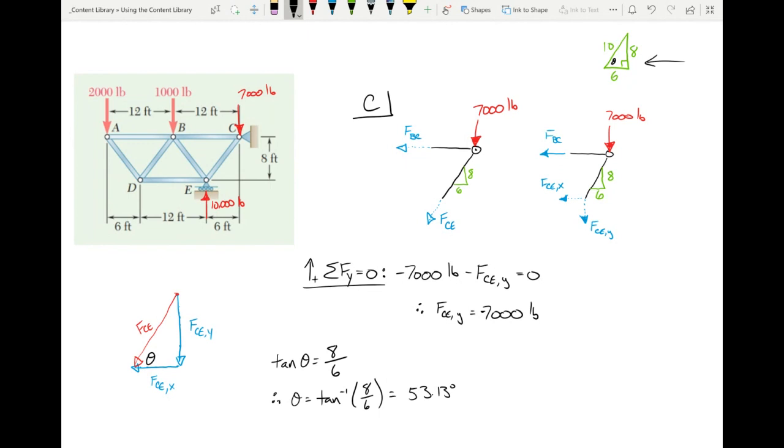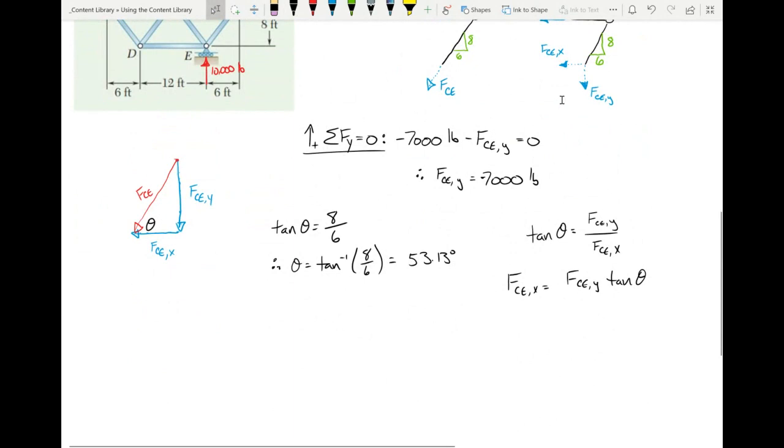And so I've got that angle, I've got this side, I can start using that to find other components. So for instance, the tangent of that angle could also be defined as FCEY over FCEX, right? Y over X. So FCEX is FCEY over tangent theta. And you're going to see I'm making a point by doing it this way, so bear with me. So that's going to equal 7,000 pounds times tangent of that angle.